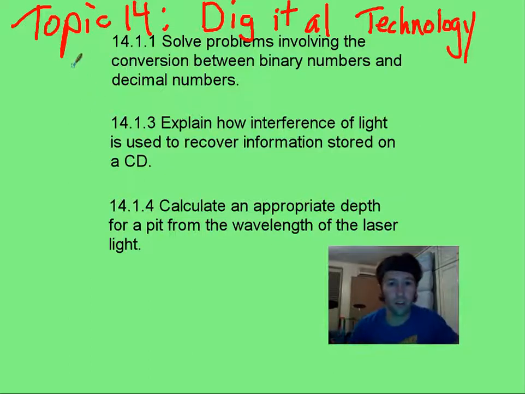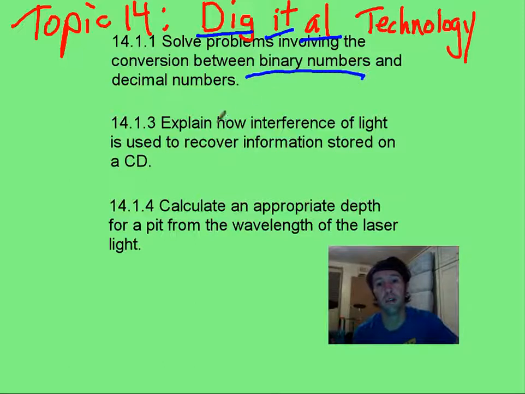Hey, we are now starting topic 14 for IB Physics, higher level, with digital technology. And you can remember that as dig it, all the technology. What we're going to do is look at some simple problems on binary numbers. We're going to look at how these almost outdated things called CDs work with interference of light. And we're going to do a calculation on the little tiny pits within those CDs.